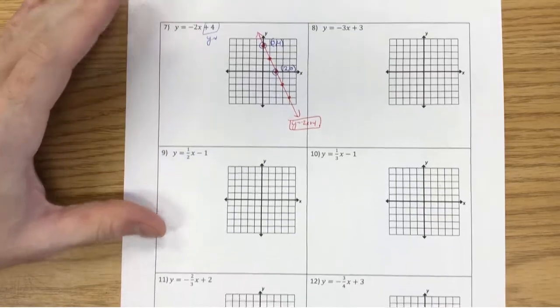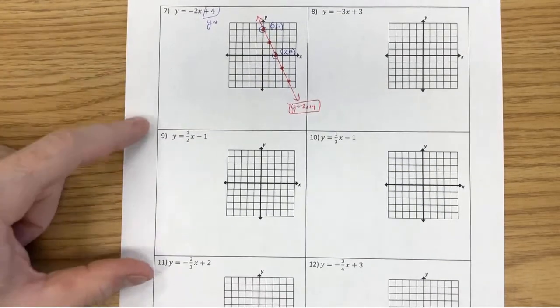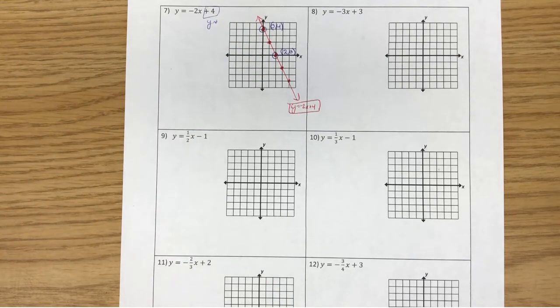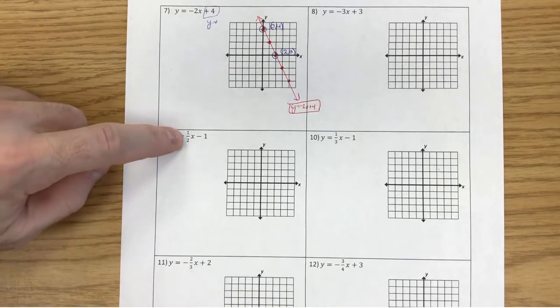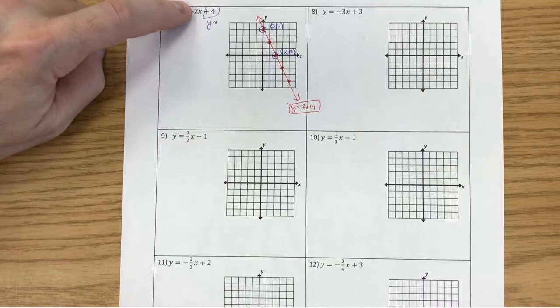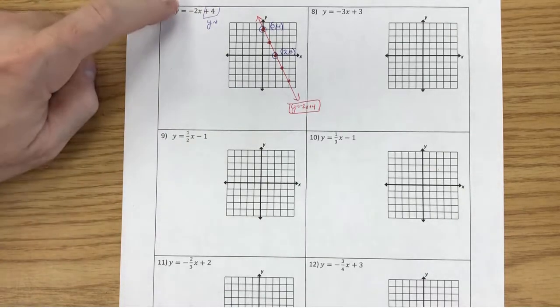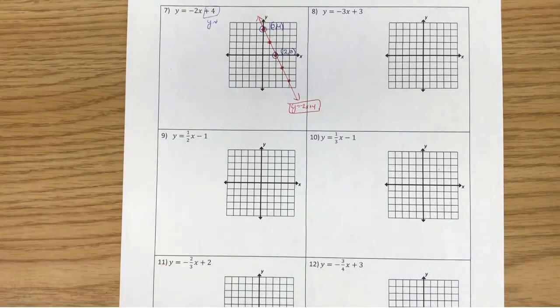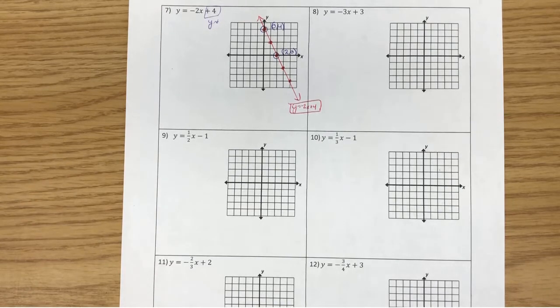And so, knowing that, take a look at number 9 and see if you can figure out what's going on. Number 9 has a fraction. It's 1 over 2. Instead of, this is understood to be over 1, negative 2 over 1. What happens when we flip it? How do you think that's going to work? Pause the video, give it a shot, and see if you can figure that out.